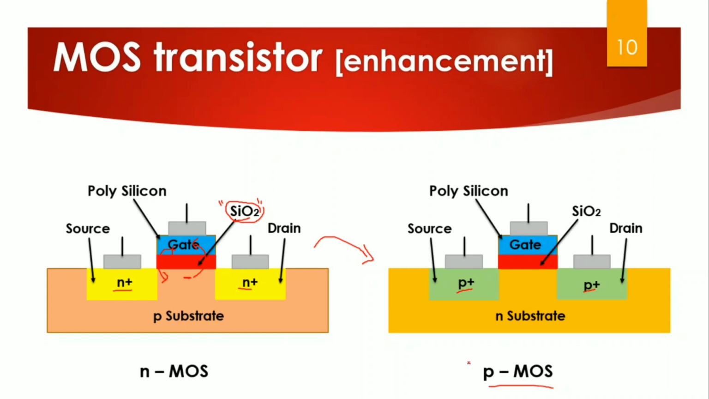Why is it called enhancement? Because whenever I apply VGS to the gate, a positive voltage to the gate, this VGS will start conducting in the channel, or it makes the channel formation here.